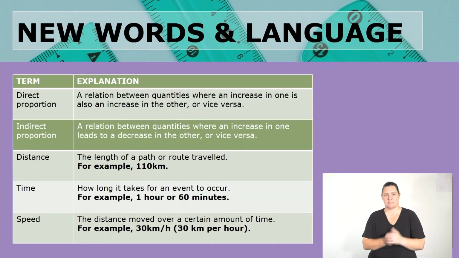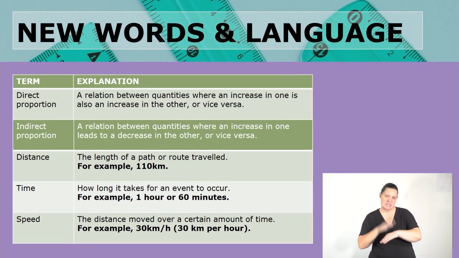Let's move on to the new words that we are going to use during this lesson. We are going to talk about direct proportion. That is a relation between quantities where an increase in one is also an increase in the other, or vice versa. Indirect proportion, a relation between quantities where an increase in one leads to a decrease in the other, or vice versa. Distance, the length of a path or route traveled, for example, 110 kilometers. Time, how long it takes for an event to occur, for example, 1 hour or 60 minutes.